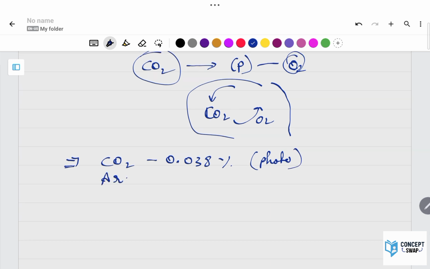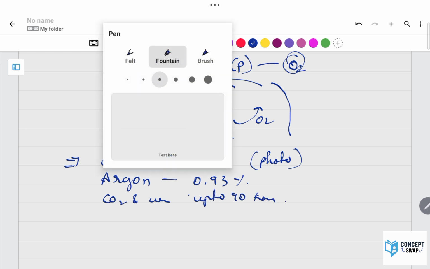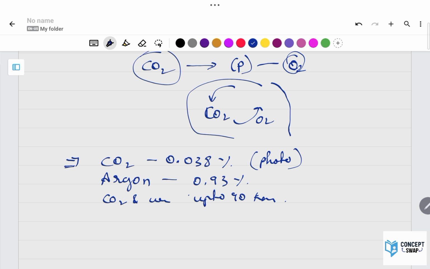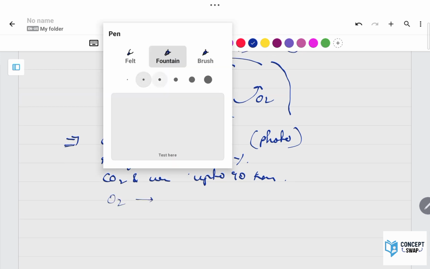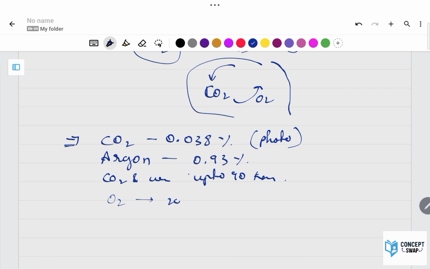Now CO2: the percentage of CO2 is 0.038%, taken by green plants through photosynthesis. Argon is 0.93%. CO2 and water vapor are found only up to 90 kilometers; beyond that, other gases form. The ozone layer is between 20 kilometers and 25 kilometers. It protects from the harmful UV radiations.